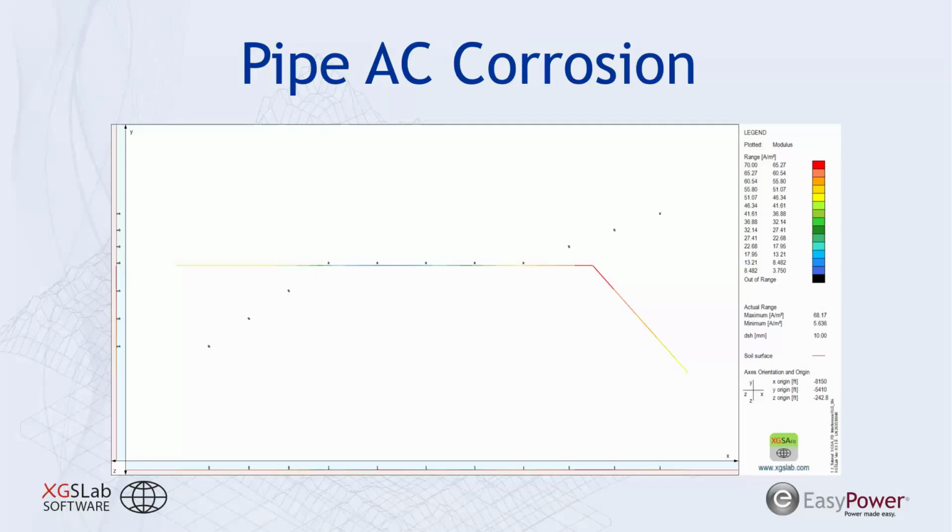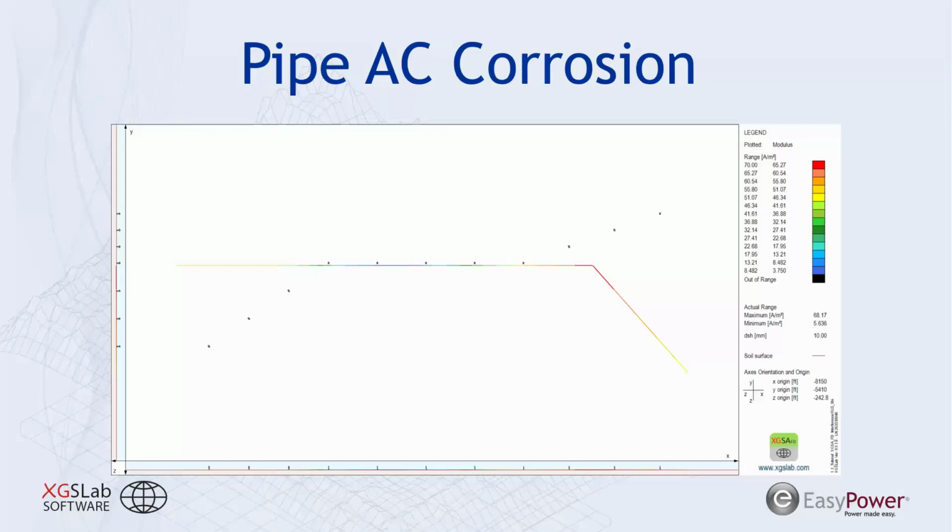Similarly, we have sufficient induction on this pipeline that we would expect this pipeline to corrode at an accelerated rate because of that AC corrosion phenomenon we talked about earlier.